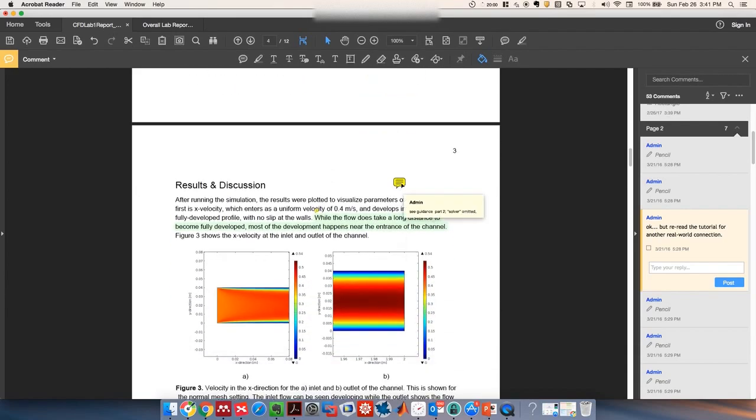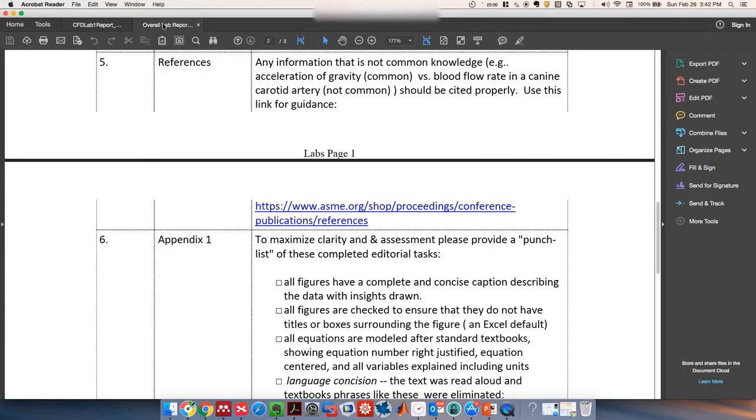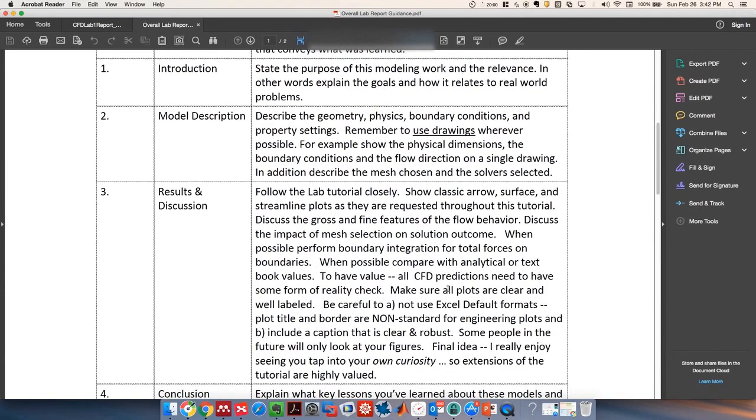The comment here is that they move to the results and discussion section without talking about the solver, which is also in the guidance. So when you go over to the guidance and it tells you things to talk about, like here, those are all the things that need to be talked about. No more, no less. I should say more is fine, but less is not good.